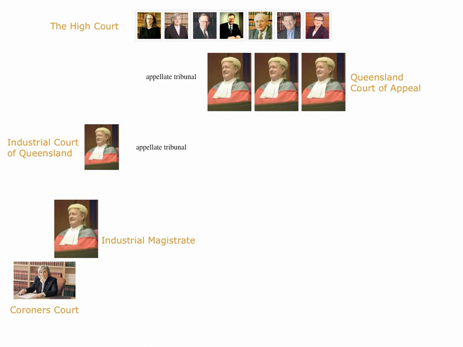Now in any one of those they can sit 1 judge, 3 judges, 5 judges or 7 judges. In the High Court, for instance, they always have an odd number because they are odd.